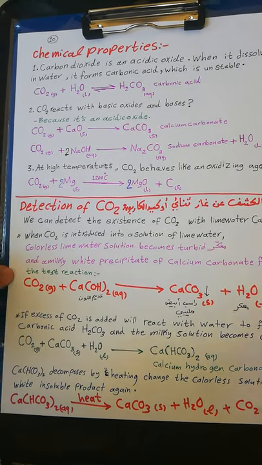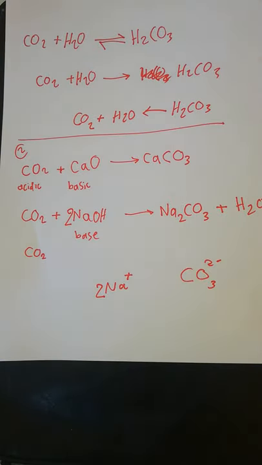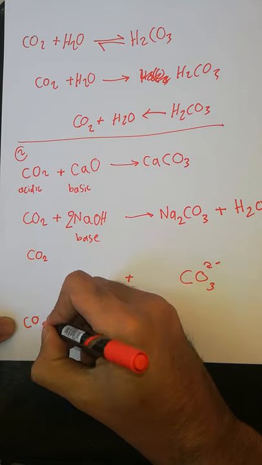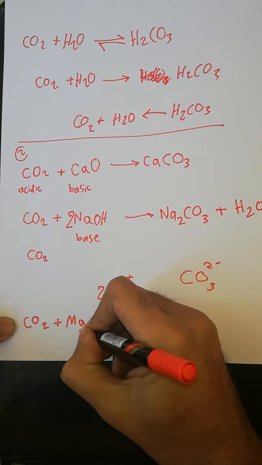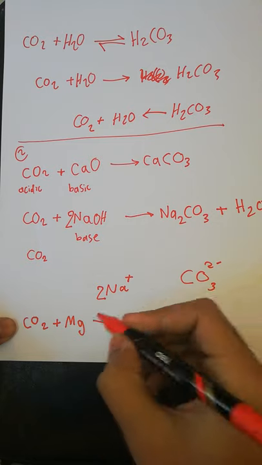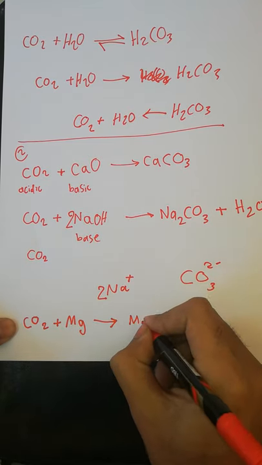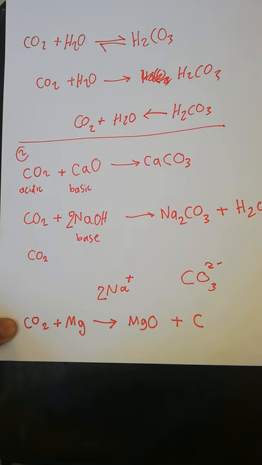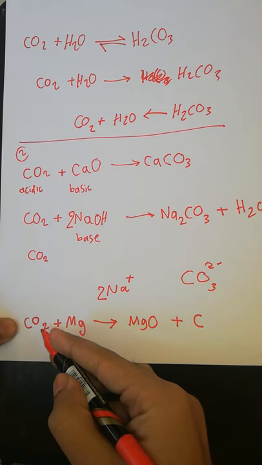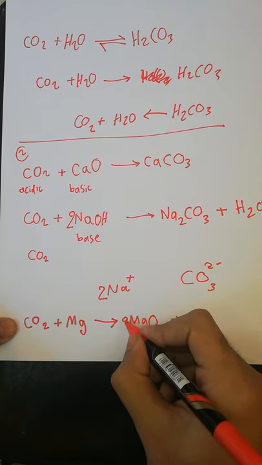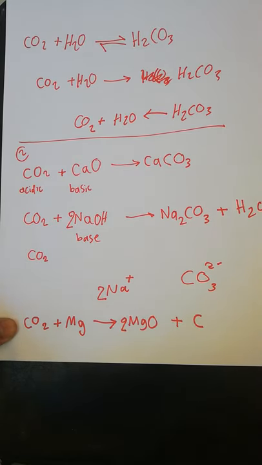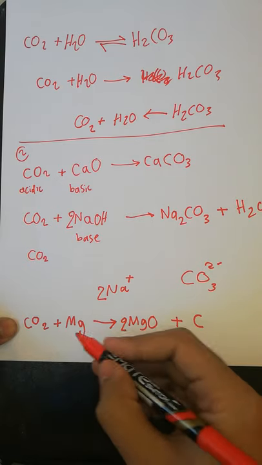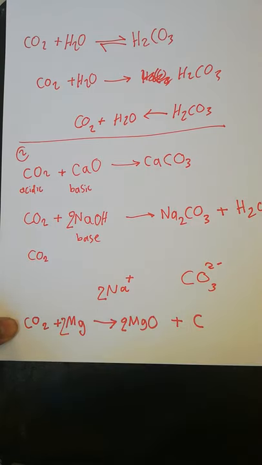Let's solve this equation. CO2 plus Mg. راح يصير مثل تفاعل استبدال. Mg will take the oxygen. MgO plus carbon. ظل بس الكربون. But how many oxygen here? 2. How many oxygen here? 1. So I will multiply this by 2. How many magnesium here? 2. How many magnesium here? 1. So I multiply this by 2. How many carbon here? 1. How many carbon here? 1.